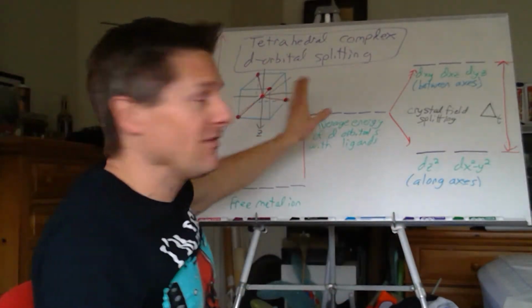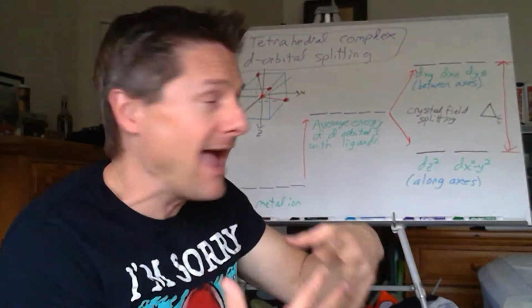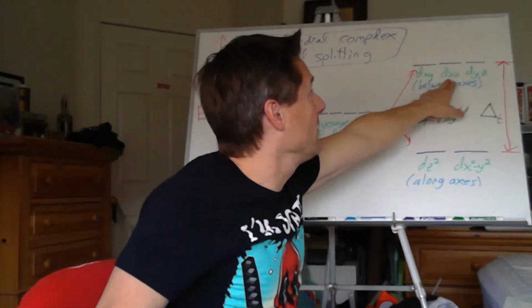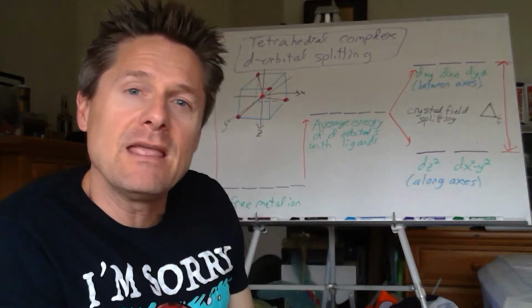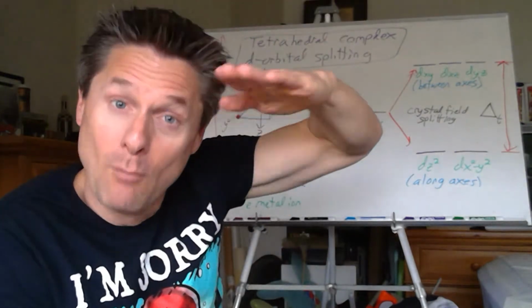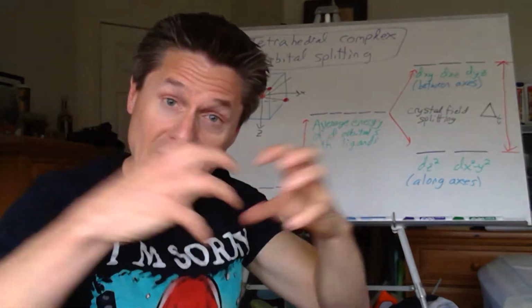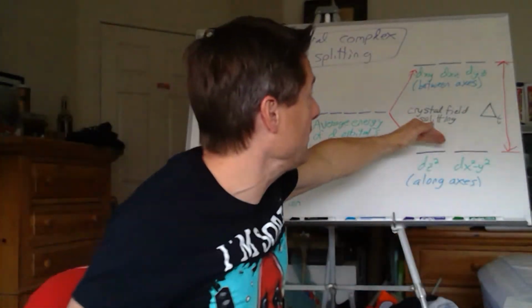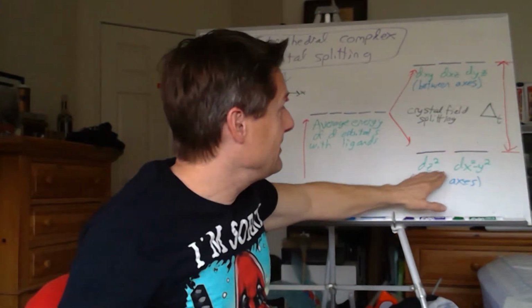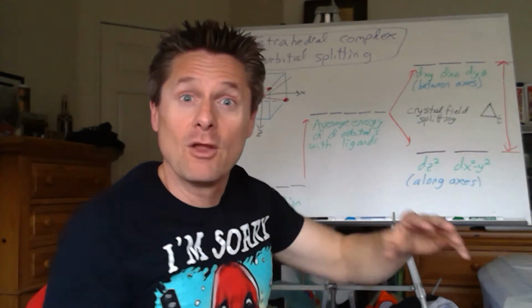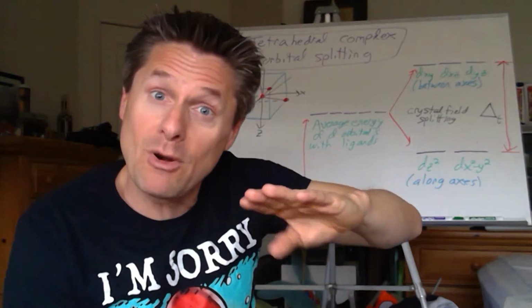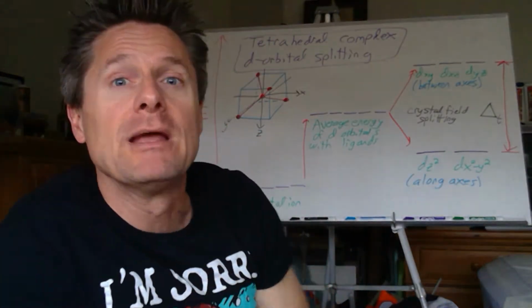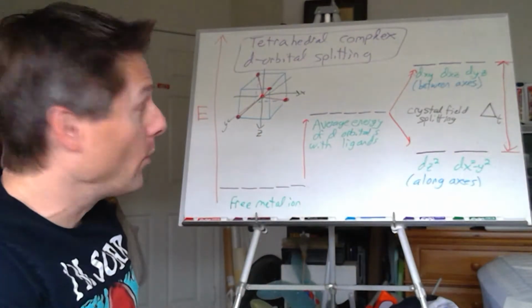So since most of these ligands are coming in between the axes, the dxy, the dxz, and the dyz tend to repulse more because the ligands are coming in between the axes. So they shift to a higher energy, whereas the dz squared and dx squared minus y squared, with lobes along the axes, shift to a lower energy. It's exactly flipped from what the octahedral one was.